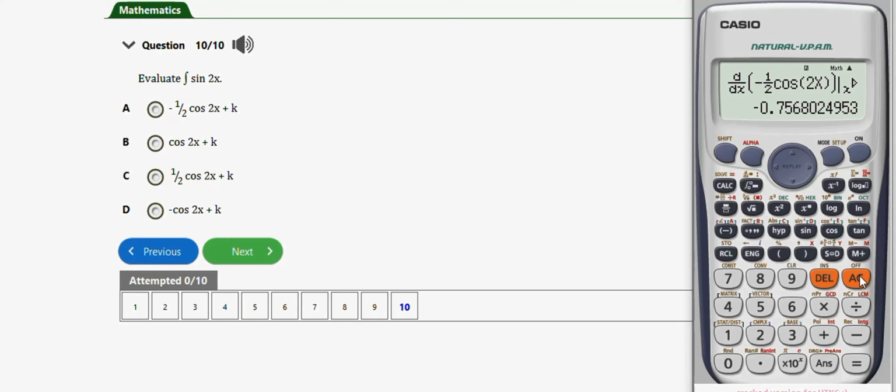Okay, so don't forget to reset. Once you are done, just press shift button 9, press 3, press equal, equal again. So we are good to go.